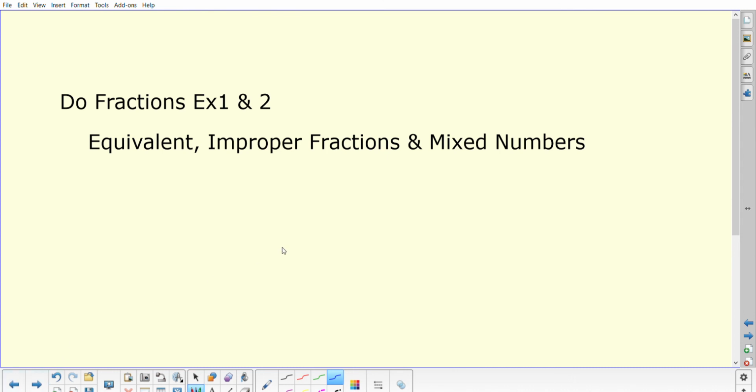So you're going to be working on exercise 1 and 2. There's a wee bit of revision as well on equivalence and also improper fractions and mixed numbers.